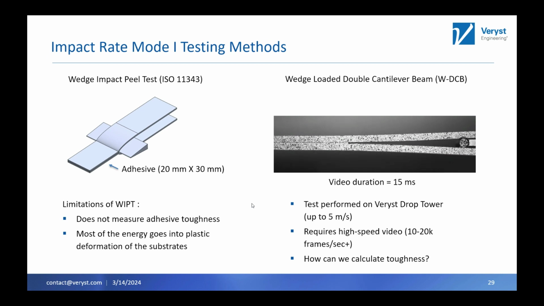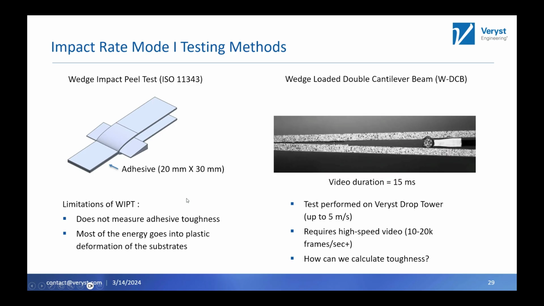So we don't have that source of energy dissipation. Also, because we are using high-speed video to analyze these tests, we can actually calculate the J integral during these tests, as well as measure the separation, much like we do in our low rate tests. Because we can perform this test on our drop tower, it gives us a way of measuring the mode 1 traction separation behavior of structural adhesive joints at high rates.